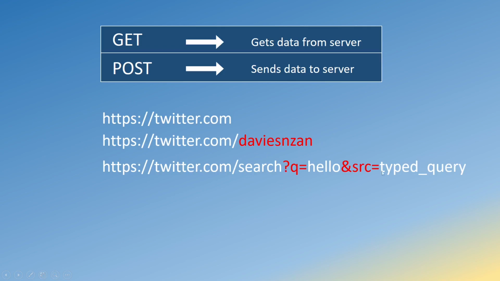For the query parameters, before you can have them, you have to use a question mark, as you can see, and the name of whatever variable you want to store. So question mark q equals hello, and this ampersand is basically saying, okay, we want to add another variable to the side, which is src. I actually got this URL from Twitter itself, so maybe they want to know how I searched this query, hello. They wanted to know whether it was a typed query or this or that. I'll be showing you how to get all this data later on.